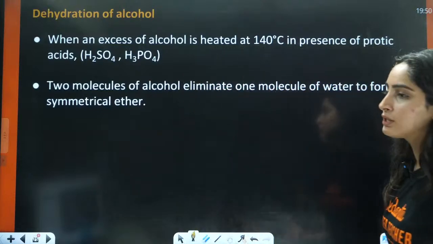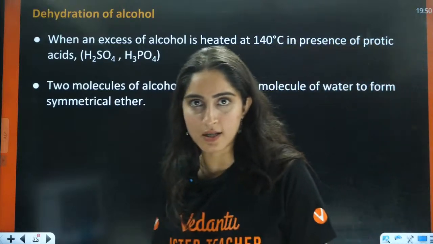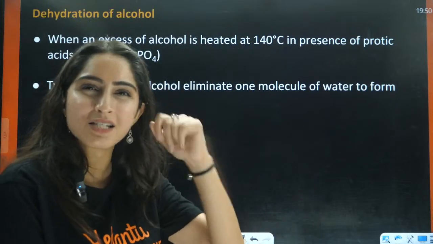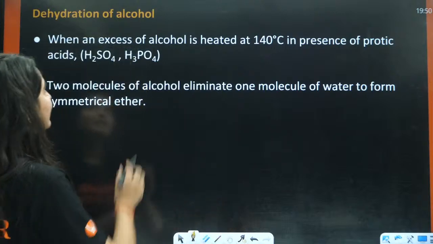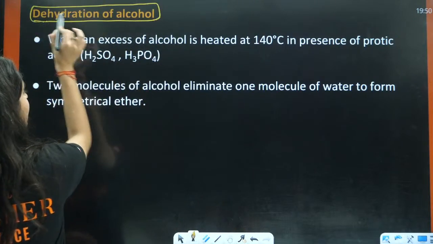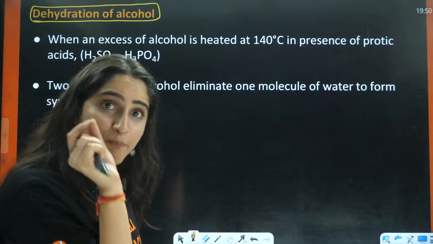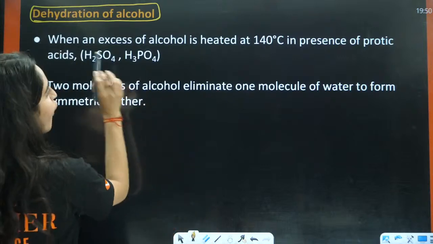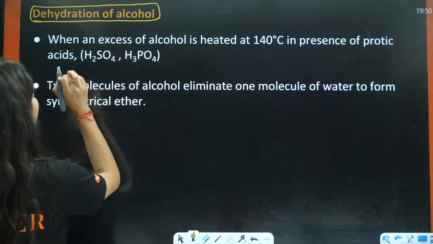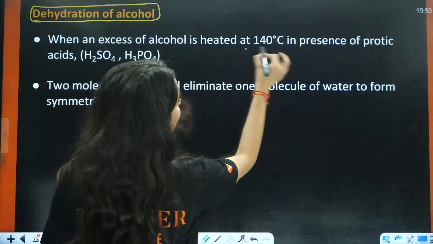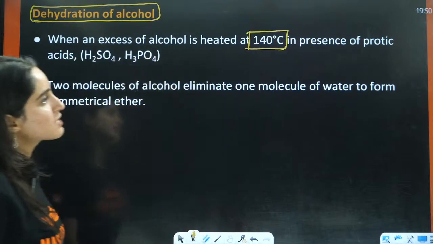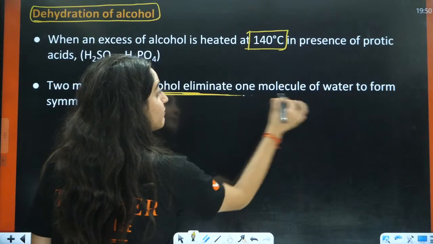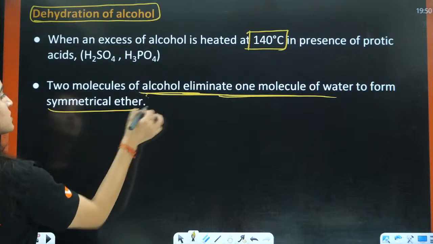When you talk about the formation of ethers, how is the preparation of ether done? I told you in the previous session that in the dehydration of alcohol, if you use a specific temperature, from primary alcohols there will be formation of ethers. So for primary alcohols, when an excess of alcohol is heated at 140 degree Celsius in presence of protic acid, 2 molecules of alcohol eliminate 1 molecule of water to form a symmetrical ether.